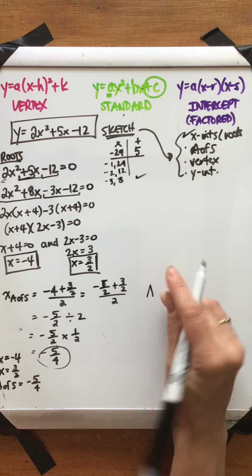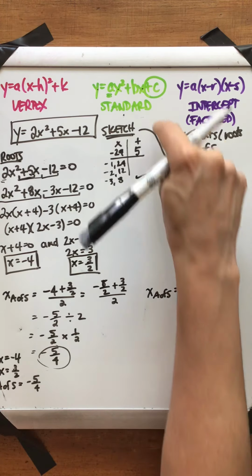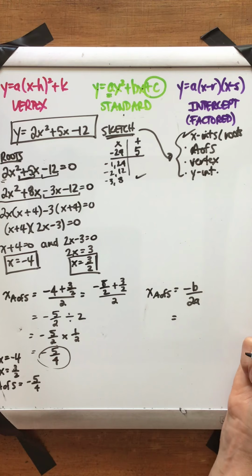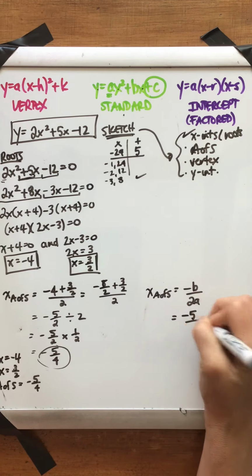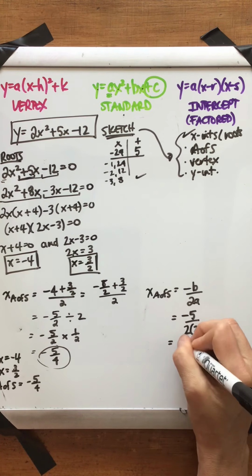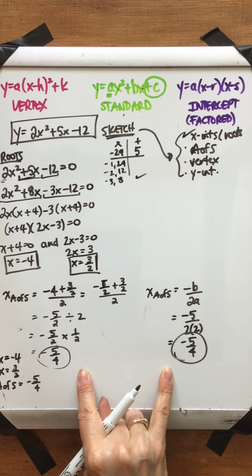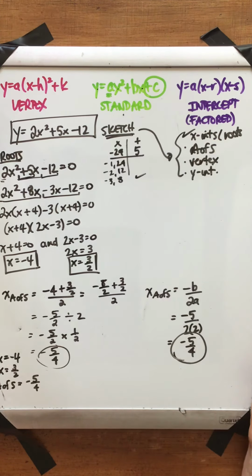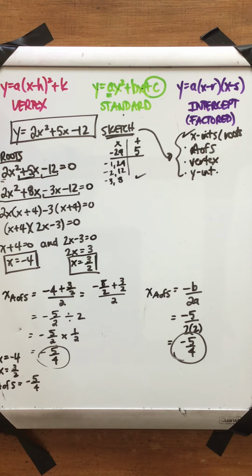We could also do that x for the axis of symmetry can be taken from standard form. It's equal to negative b over 2a. So let's try this and see what happens. Our b value is 5, so negative b would be negative 5. And double our a value is 2. Look at that, negative 5/4. So it comes out to the exact same answer, but this sure is slick for finding the axis of symmetry when you're given it in standard form, right? So I wanted to show you that so that you have that as another tool.